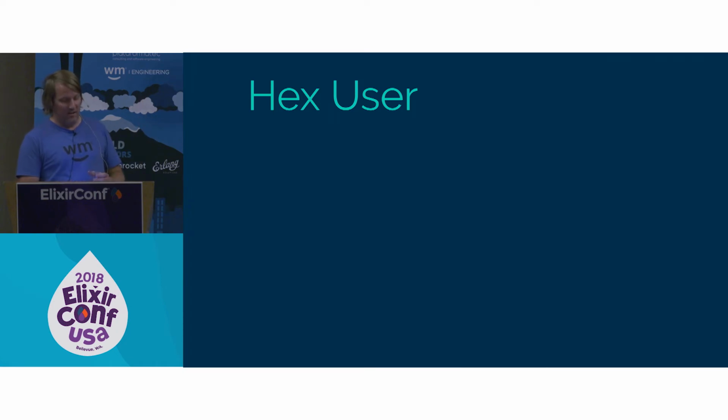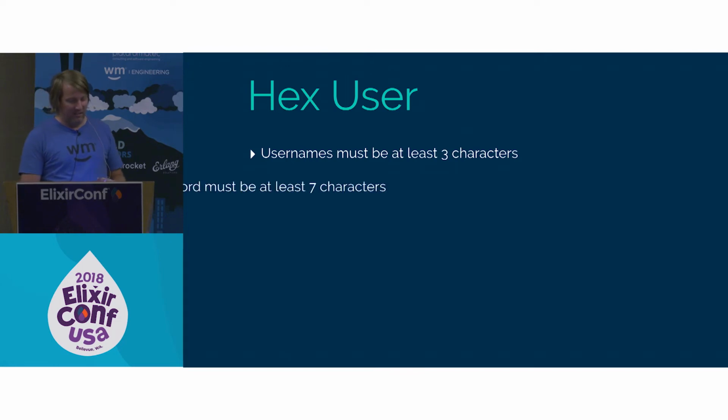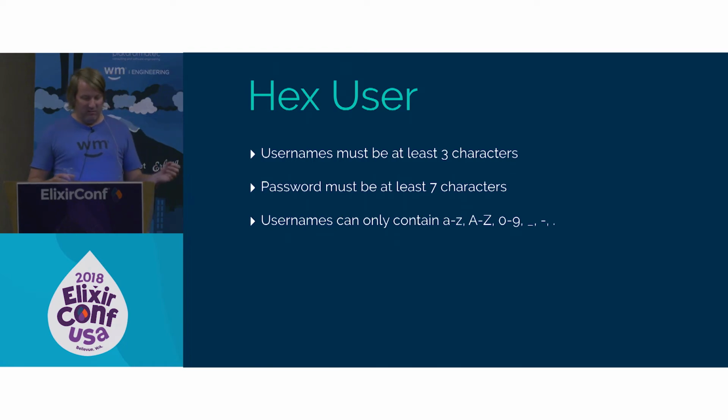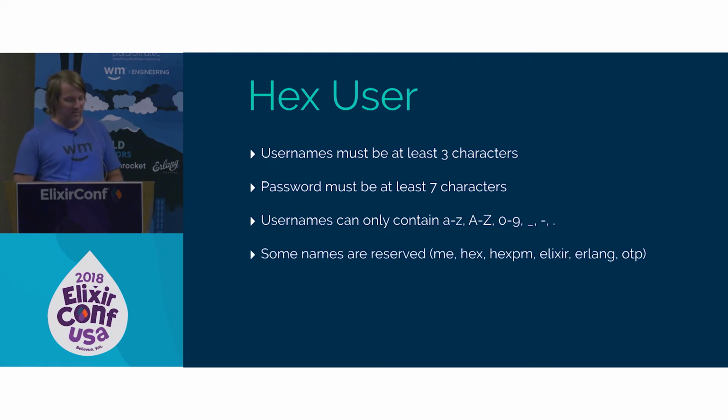So before you can do a lot of things with Hex, you need to set up a user. So usernames must be at least 3 characters. Passwords must be at least 7 characters. And usernames are only lowercase letters, uppercase letters, 0 through 9, underscore, a dash, or a period. So those are the only rules for setting up a Hex user account. Some names are reserved, though. So you can't have the Hex username me, or Hex, or Hex PM, Elixir, Erlang, or OTP. You can ask Eric why, but those are reserved.